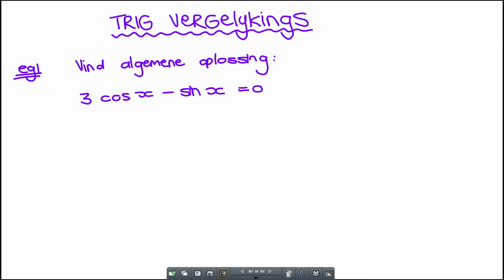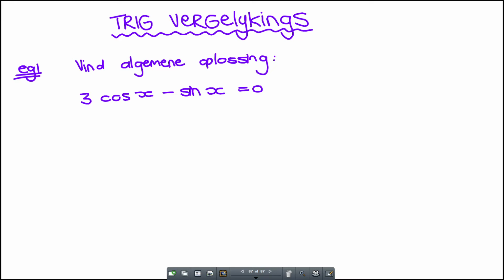Nou onthou jy die vorige kere het ek vir jou gegee, ek het vir jou gesê, sê maar cos 2x is gelyk aan 0,789. So I gave you either sin or cos or tan, and then it was equal to a number. So van daar af was dit vir jou maklik om te identifiseer, would that be positive or negative, and also in which quadrant would it be. Maar nou het jy 2 onbekende. So what we're going to do here is, first things first, we treat it as a normal equation.